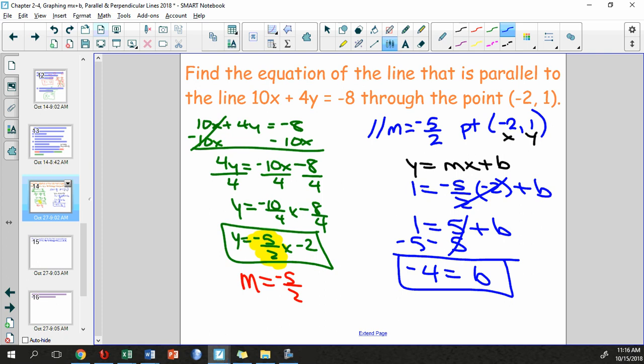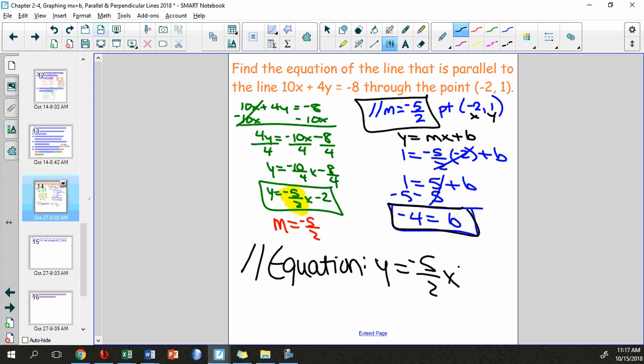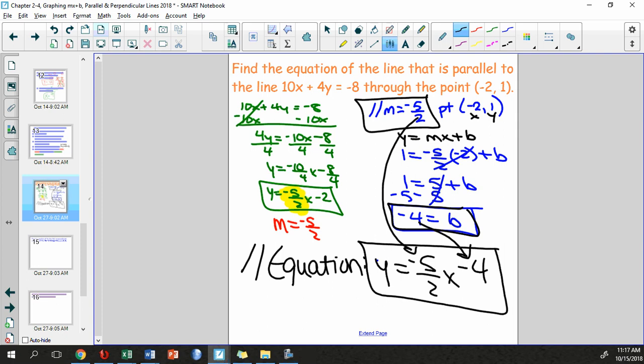But I'm not done. I found the letter b, but I need to find the equation. So what is my parallel equation? Y equals negative 5 over 2x minus 4. We understand that. mx plus b. I chose my parallel slope, which is why that goes here, and then I chose the negative 4, which was b.